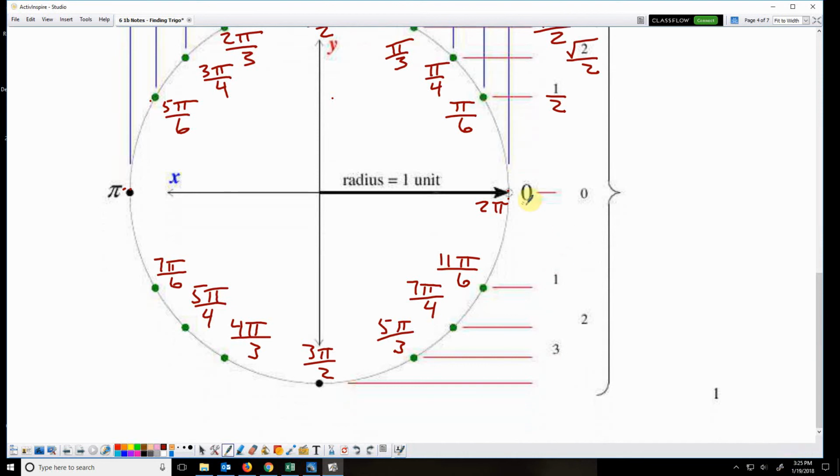And we can count down the same way. Y value is 0. First position is negative 1 over 2. Second position, the y value is negative root 2 over 2. Third position down, the y value is negative root 3 over 2. And the fourth position down, the y value is negative 1. We want to be able to come up with those x and y values without ever having to look at a unit circle again.